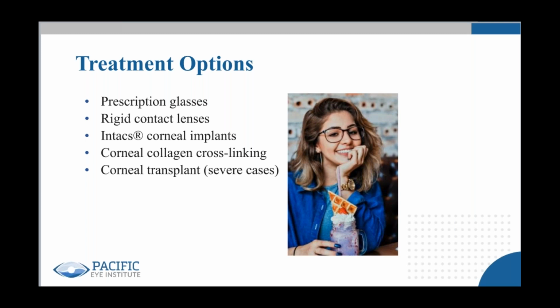And recently, corneal collagen crosslinking has been approved by the FDA only within the last year or so. And collagen crosslinking is a mechanism of stiffening or strengthening the cornea. And the implants, the intact implants, basically reshape the cornea through the use of an implant. And we'll talk a lot about that this afternoon.